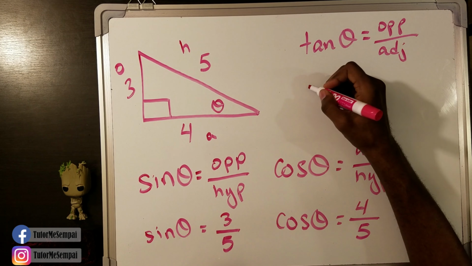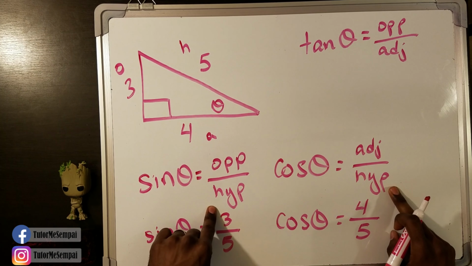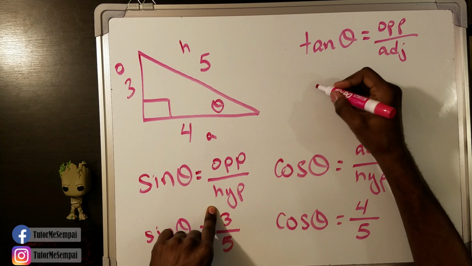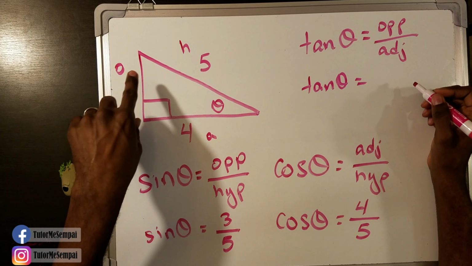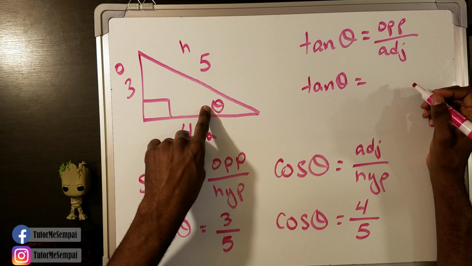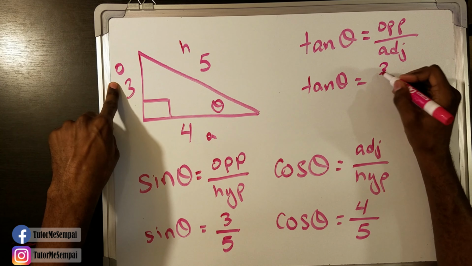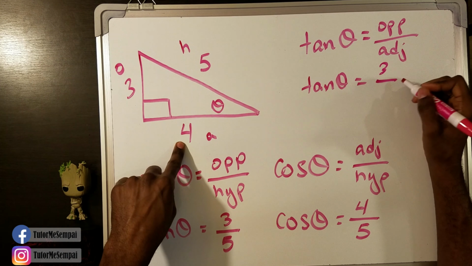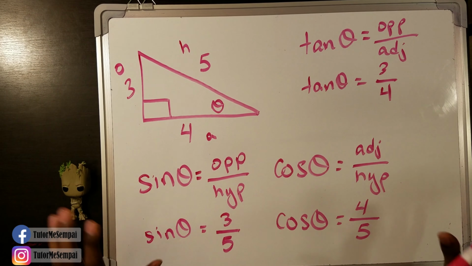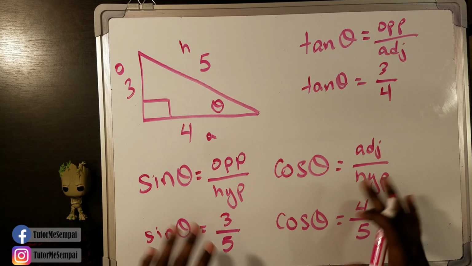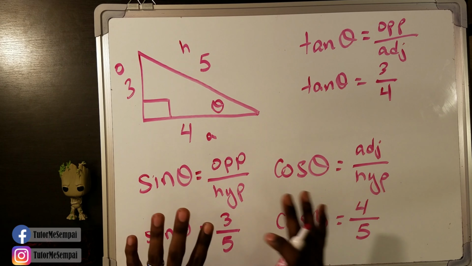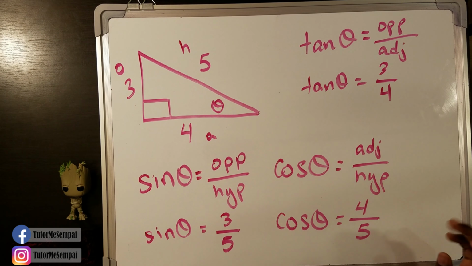Now tangent is a little bit different because we're not going over hypotenuse, but we still have the other sides. So we're going to rewrite this tangent theta as opposite. Remember, we're still focused on theta here. Opposite, which is 3, over adjacent, which is 4. So these are the basic trig ratios that are going to help us determine a little bit about the graph when we have some information but not all the information.